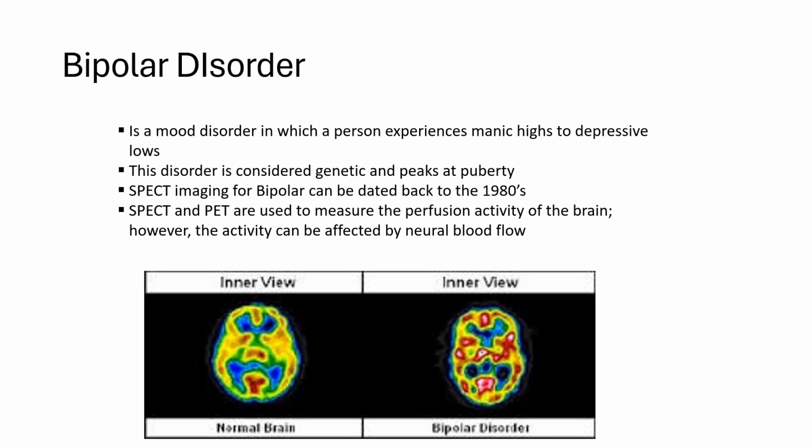Bipolar disorder is a mood disorder in which a person experiences manic highs to depressive lows. This disorder is considered genetic and peaks at puberty.